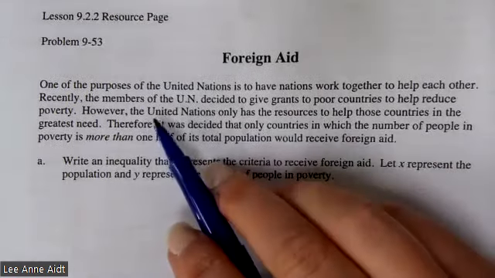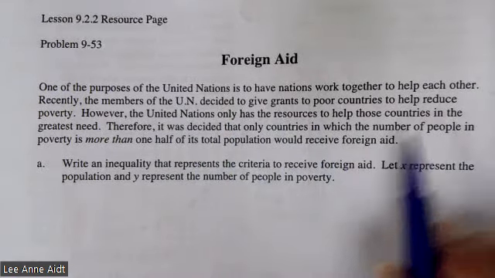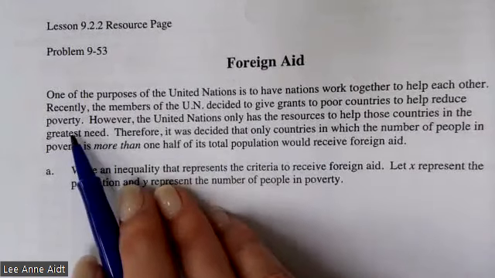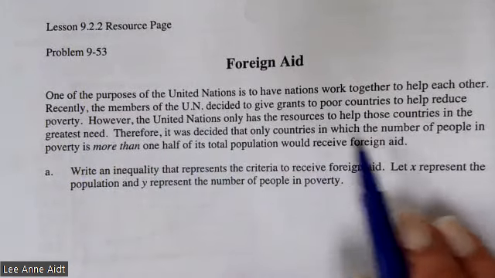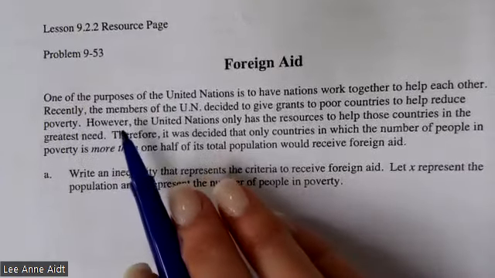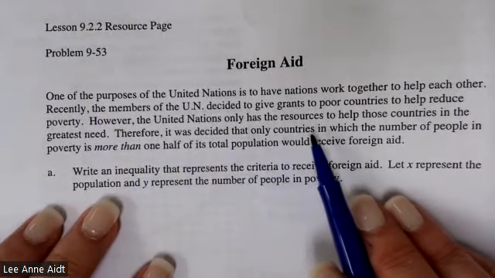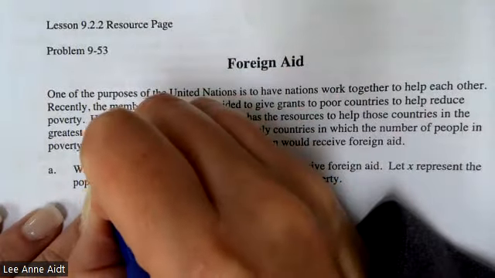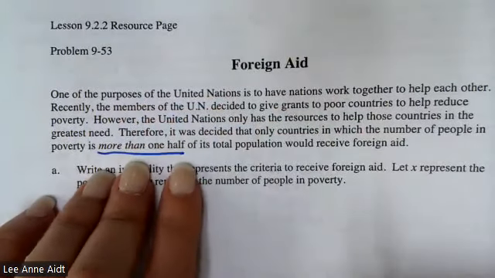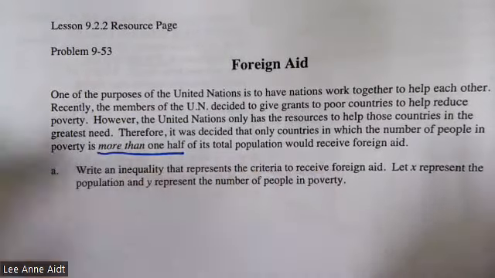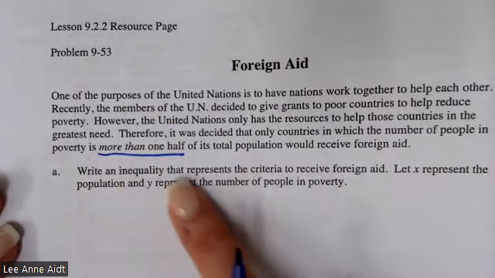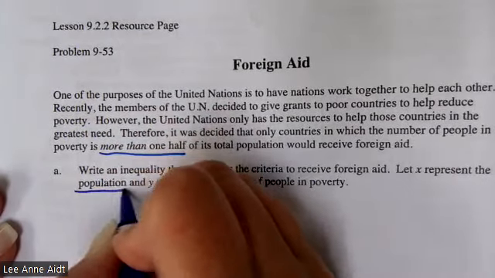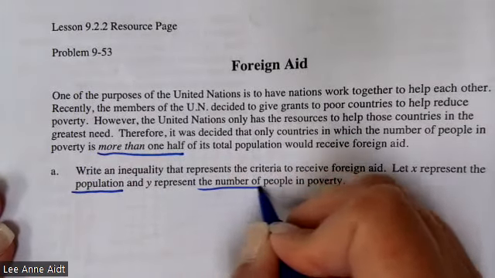Okay. One of the purposes of the United Nations is to have nations work together to help each other. Recently, the members of the UN decided to give grants to poor countries to help reduce poverty. However, the United Nations only has the resources to help those countries in the greatest need. Therefore, it was decided that only countries in which the number of people in poverty is more than 1/2, I'm underlining the math stuff, of its total population would receive foreign aid. Write an inequality that represents the criteria to receive foreign aid. Let X represent the population and Y represent the number of people in poverty.